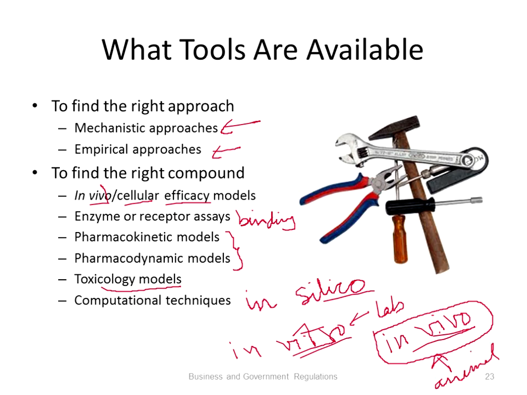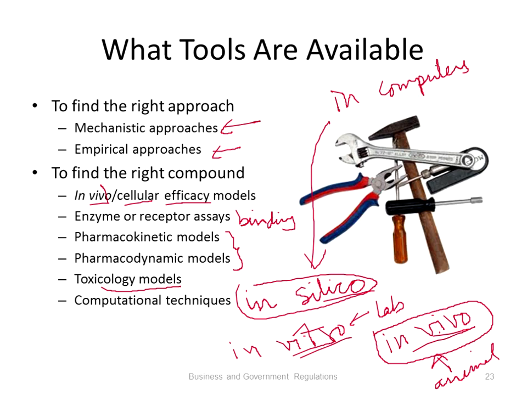So what is in silico? In silico means in computers, right? So you're basically searching databases. Nowadays, there are so many databases that you can actually run simulations in computers to see if your molecule is going to have an effect. Does that make sense? So these are the different tools that are available for testing.